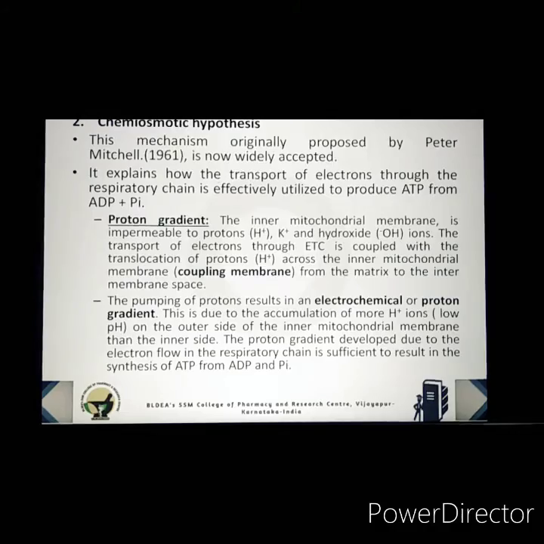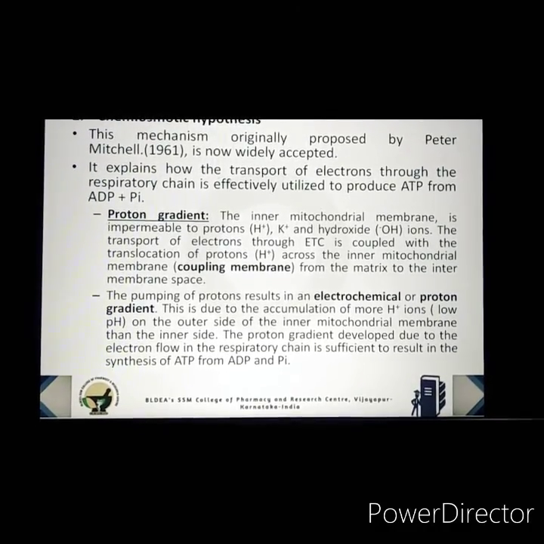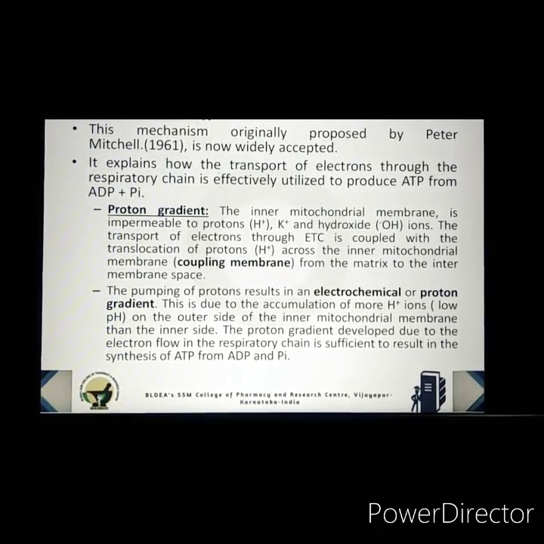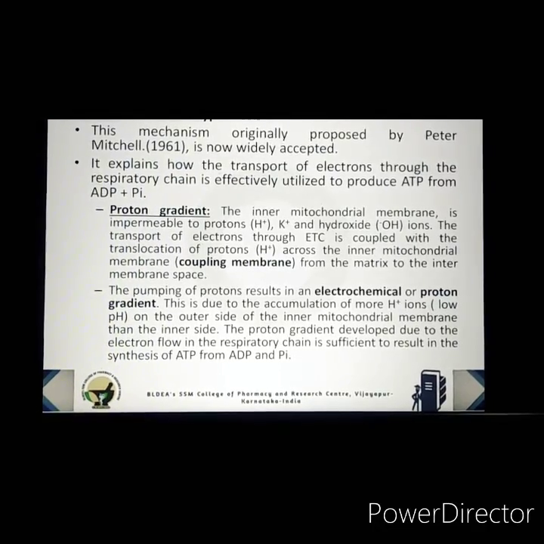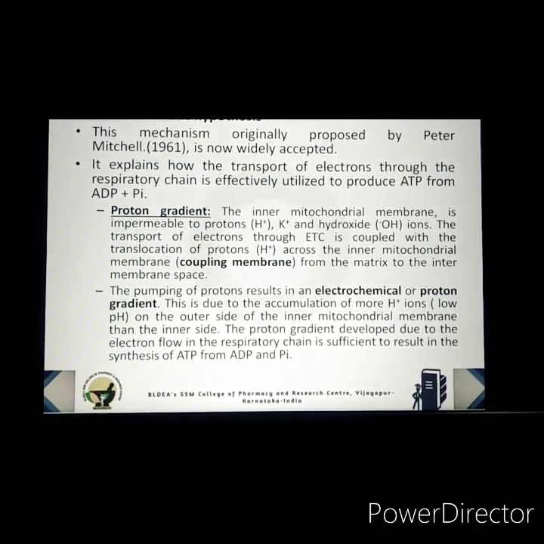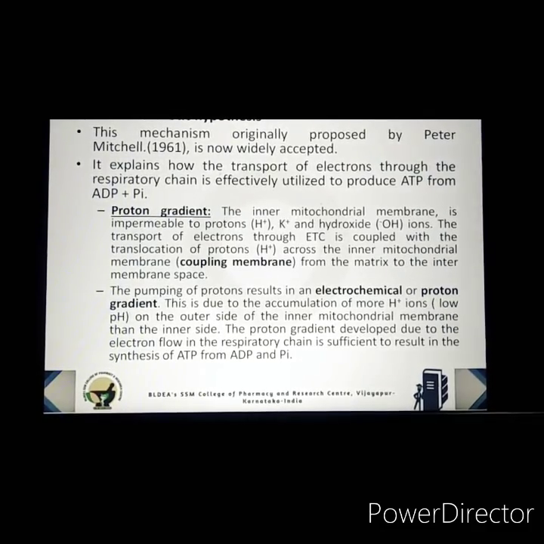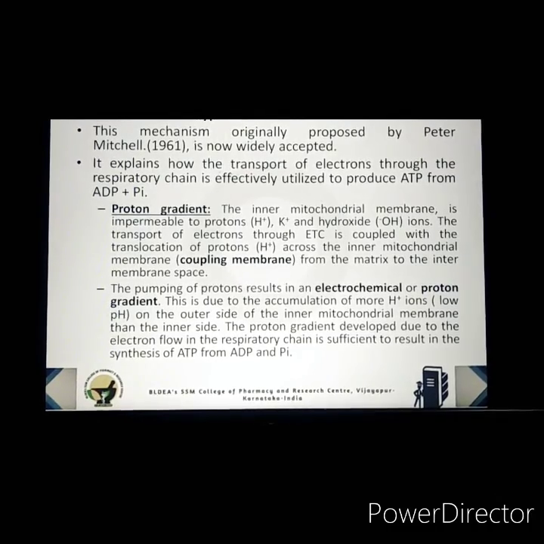One of the important components is the proton gradient. So what do we mean by proton gradient? As we know, the inner mitochondrial membrane is impermeable to protons as well as potassium ions and hydroxide ions, including some molecules like ATP, ADP and pyruvate. We learnt in the last video that the inner mitochondrial membrane is impermeable to ions as well as molecules.